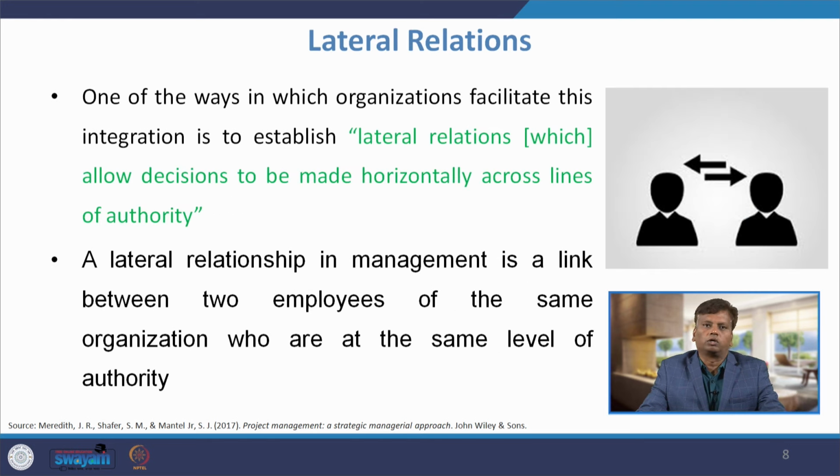One of the ways to solve the conflict is called lateral relations, in which organizations facilitate integration by establishing lateral relations, which allow decisions to be made horizontally across lines of authority. There is no hierarchical, no vertical decisions. Now, we are making a horizontal decision. So, a lateral relationship in management is a link between two employees of the same organization who are at the same level of authority. When we discuss the people who are at the same level of authority, that will reduce the conflicts. That is called lateral relations.